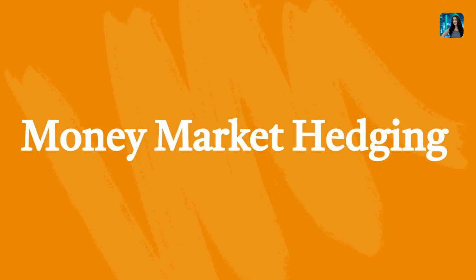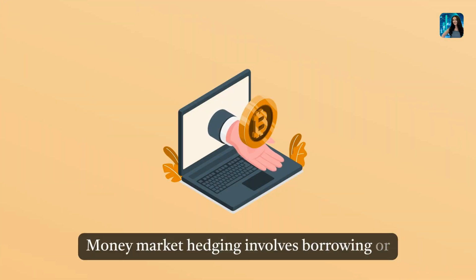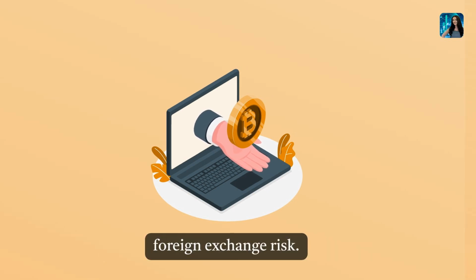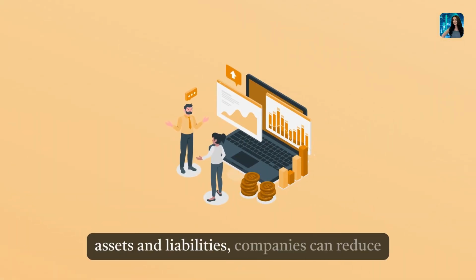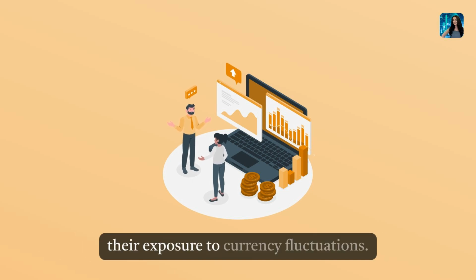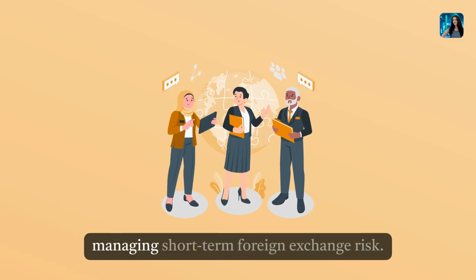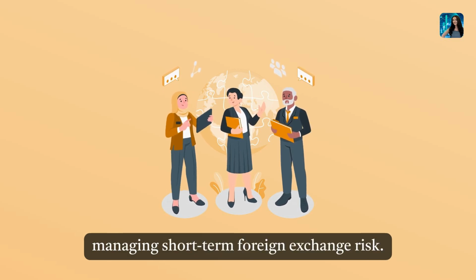Money market hedging. Money market hedging involves borrowing or lending in different currencies to offset foreign exchange risk. By matching the currency of their assets and liabilities, companies can reduce their exposure to currency fluctuations. This strategy is particularly useful for managing short-term foreign exchange risk.